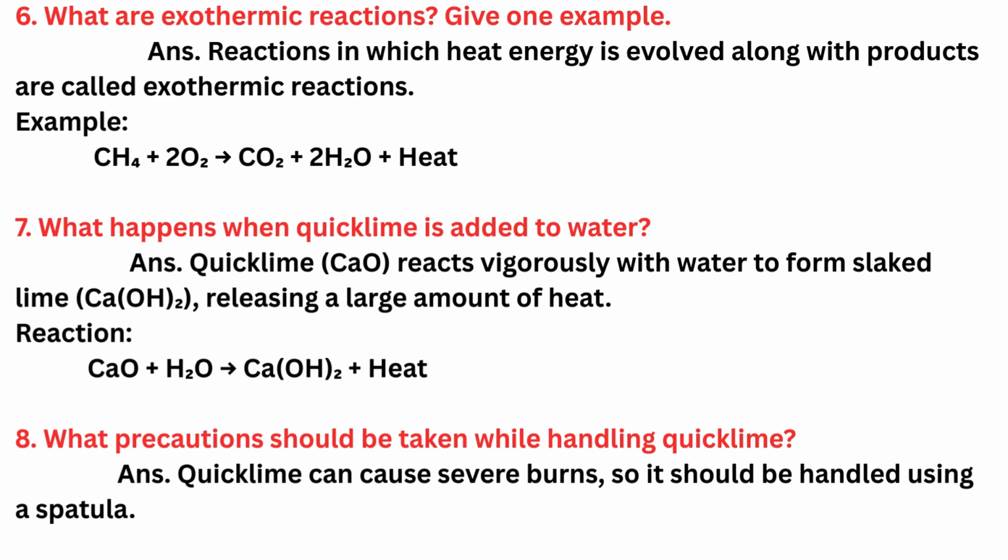Question number 7, what happens when quicklime is added to water? Answer, quicklime, that is calcium oxide, reacts vigorously with water to form slaked lime, that is calcium hydroxide, releasing a large amount of heat. Reaction: CaO, calcium oxide, plus H2O water gives Ca(OH)2, calcium hydroxide plus heat. Question number 8, what precautions should be taken while handling quicklime? Answer, quicklime can cause severe burns, so it should be handled using a spatula.